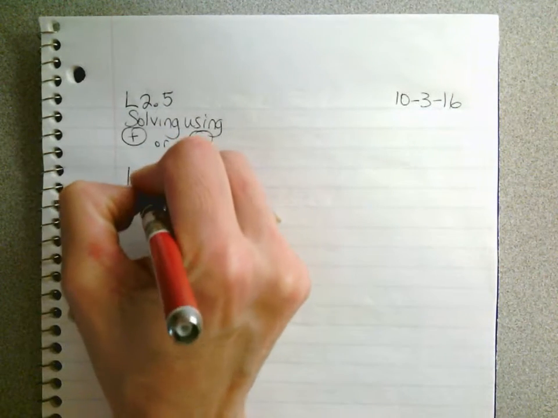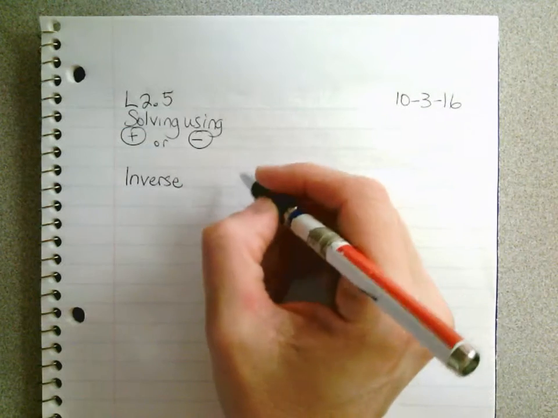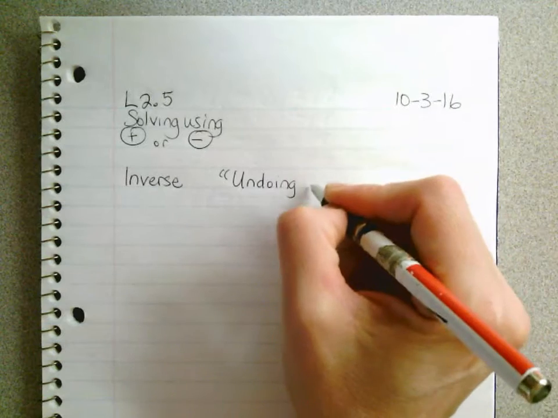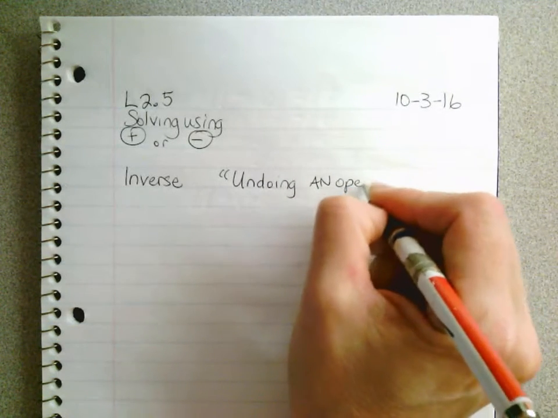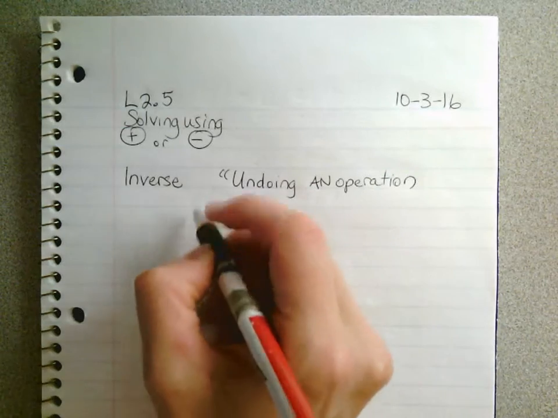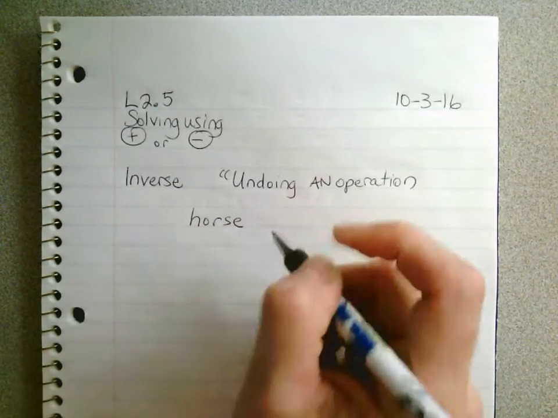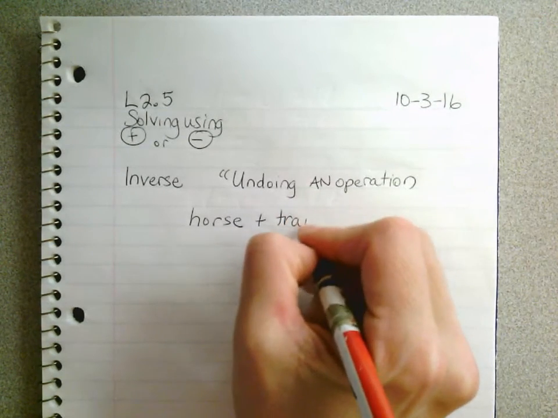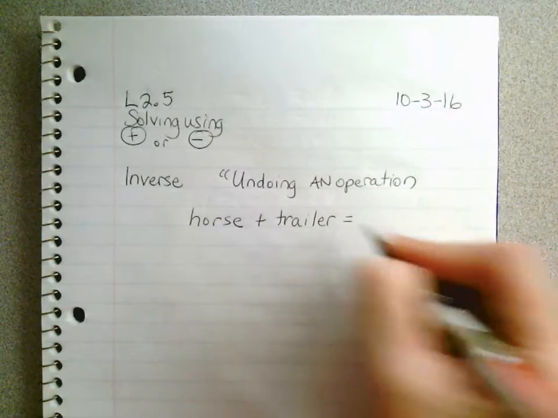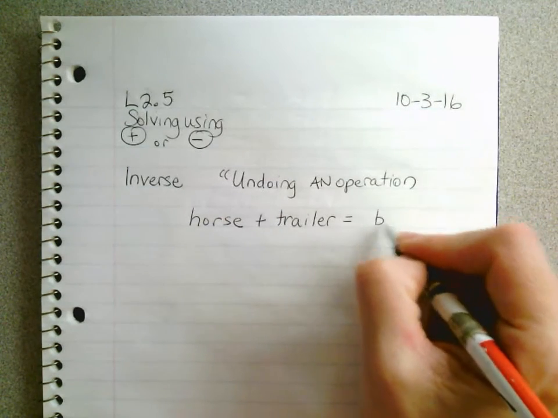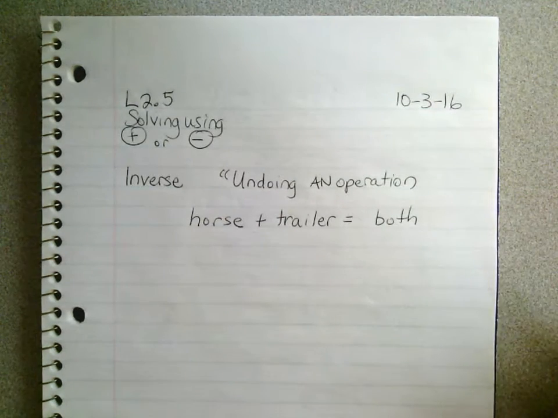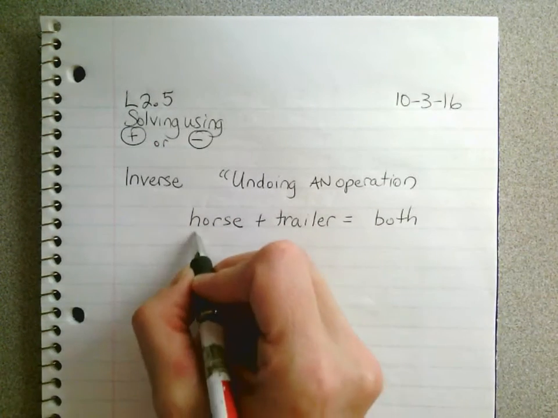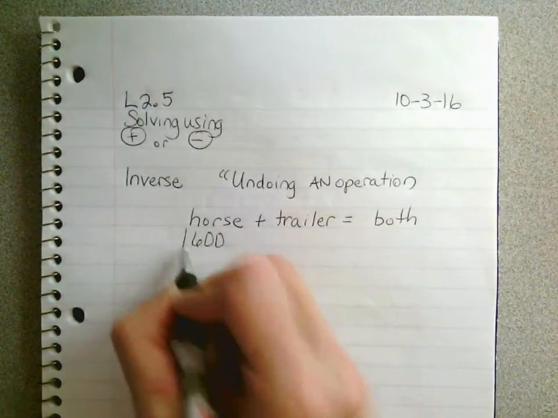Inverse operations is undoing an operation. For example, horse plus trailer equals both, right? Both horse and trailer. So let's just say the horse is 1,600 pounds.